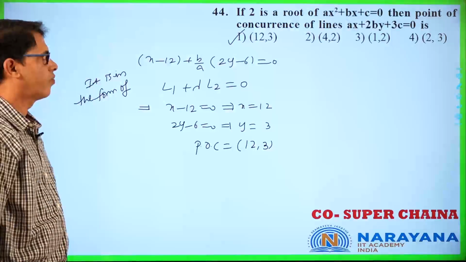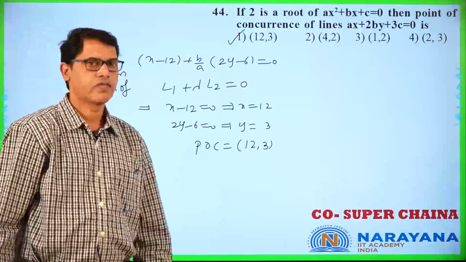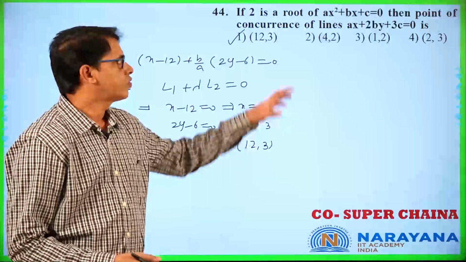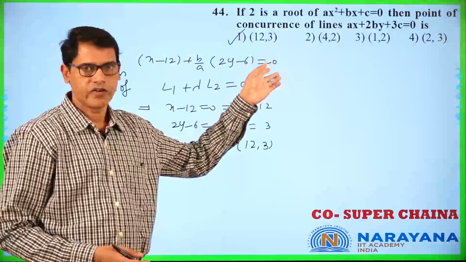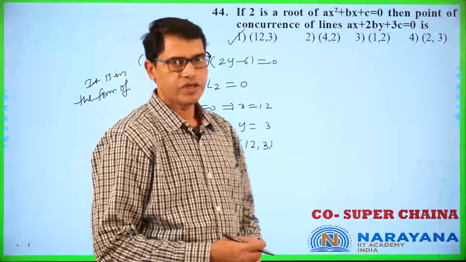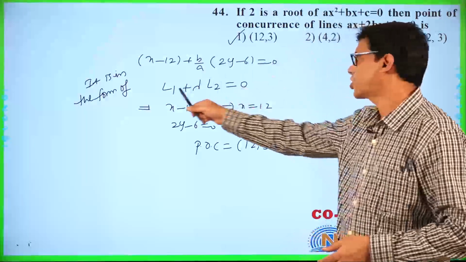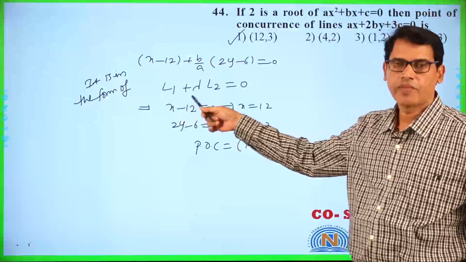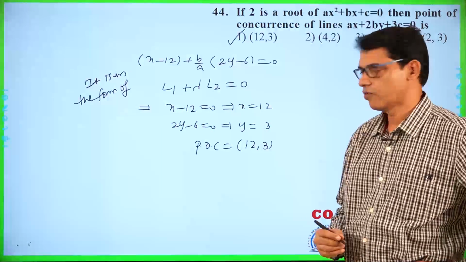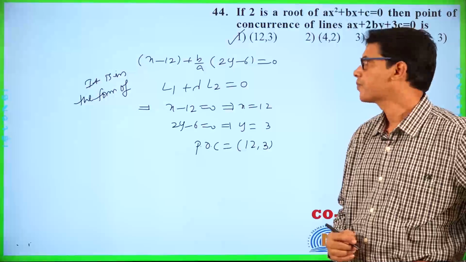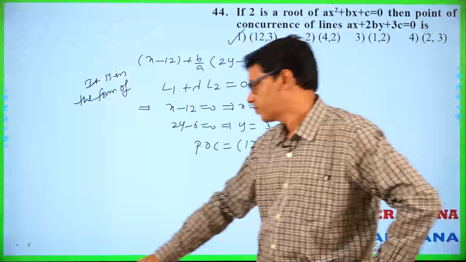First option. Whenever this type of questions are given, definitely you observe some condition will be given. So using the condition, bring the family of lines into the standard form, L1 plus lambda L2 equals to 0. Okay. Next one.